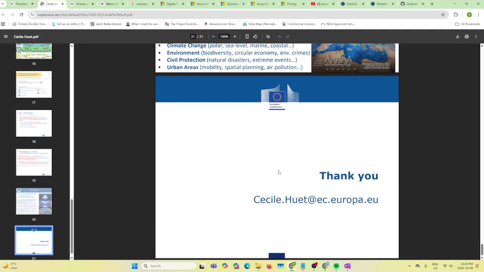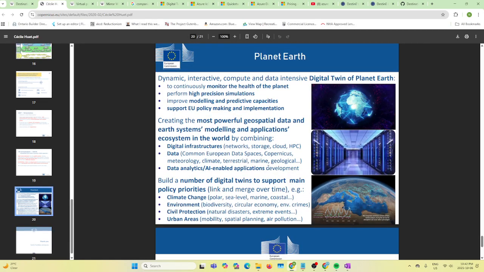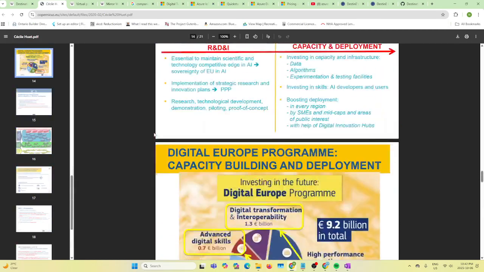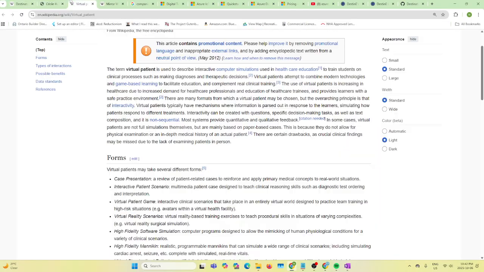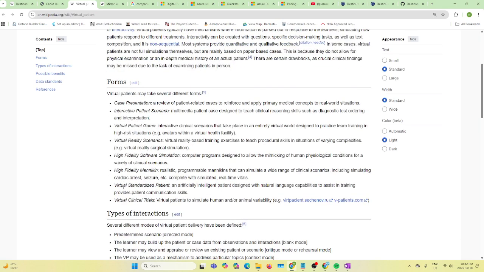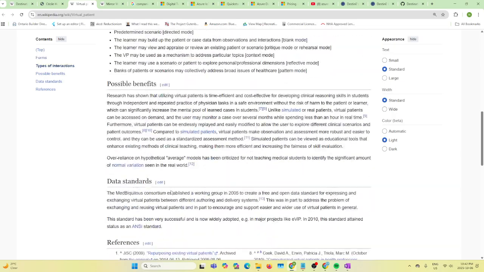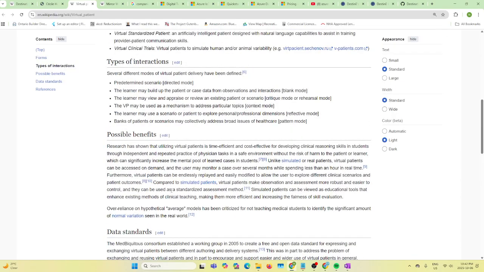You know, we're doing what we gotta do. Create the most powerful geospatial data and Earth systems modeling and application ecosystem in the world by combining digital infrastructure, data analytics, and AI. Okay, again, we're going into it. It all leads to the source. Data quality. Case presentation, virtual patient game, virtual reality scenarios, high fidelity software simulation, high fidelity mannequin, virtual standardized patients, all that fun stuff, data standards, yada yada yada.